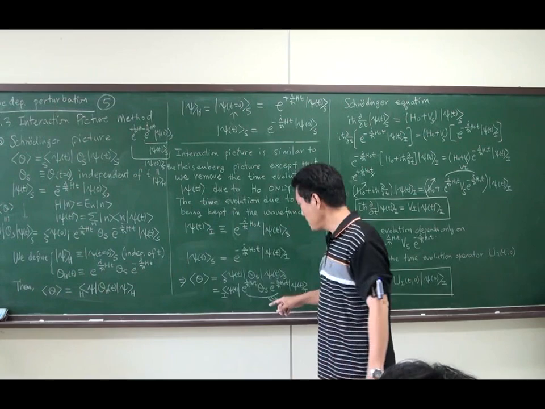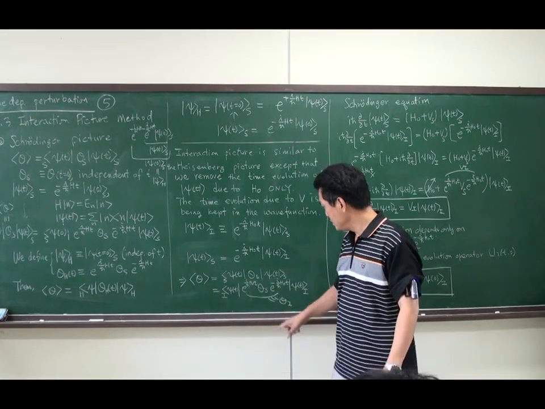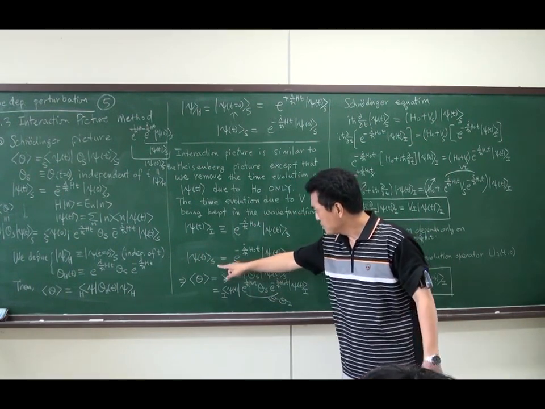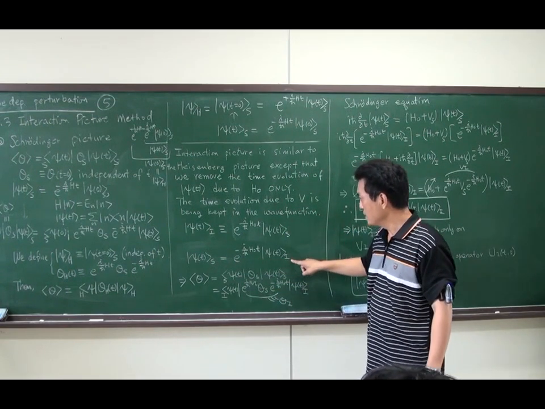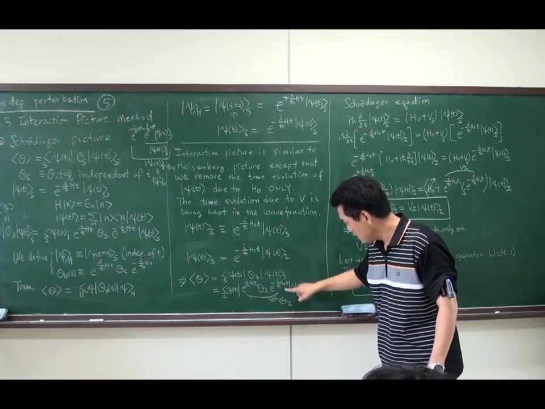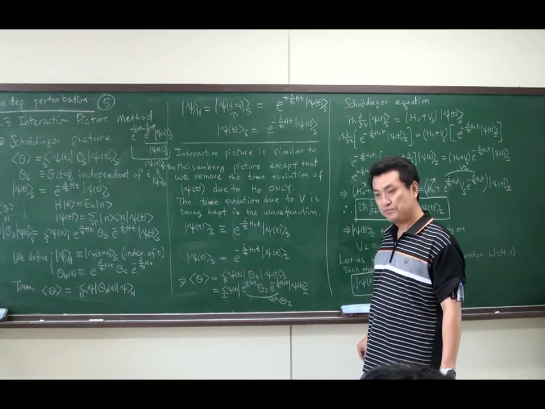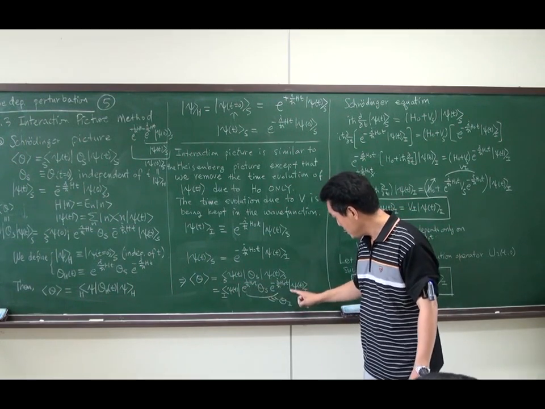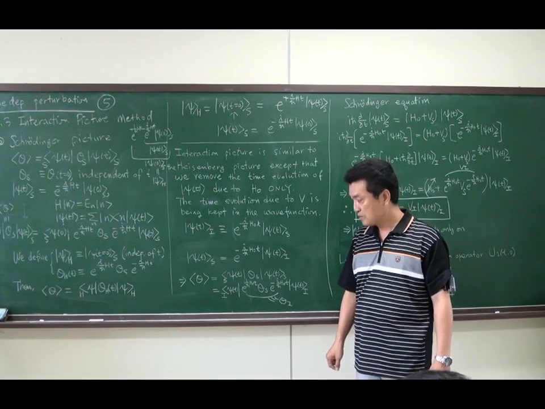Let us write down the expectation value of an operator in the Schrödinger picture, and I replace the Schrödinger picture wave function using this one. So I substitute it here, and its complex conjugate is here. So I can define this guy to be the operator in the interaction picture.